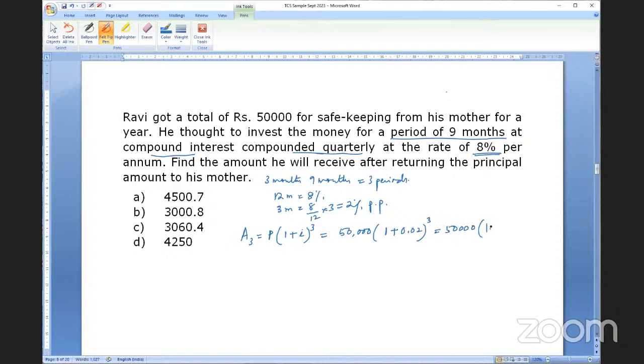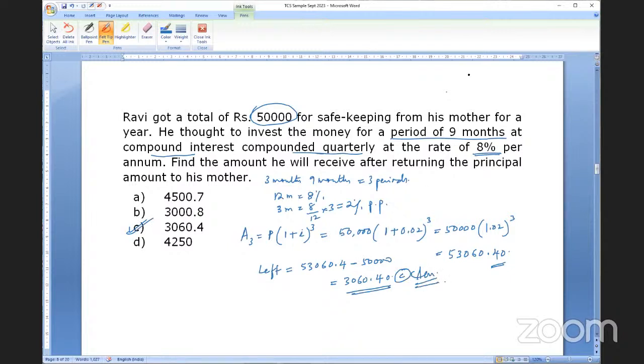50,000 into 1.02 to the power 3. If I use on-screen calculator, it would be 53060.40. This is the amount he will get. He is supposed to return 50,000 to his mother. So the amount left, that means interest gain, would be 53060.4 minus 50,000. That is 3060.40. Option C is the pick. We'll take few more on this interest. Stay connected. Let's move on to the next one.